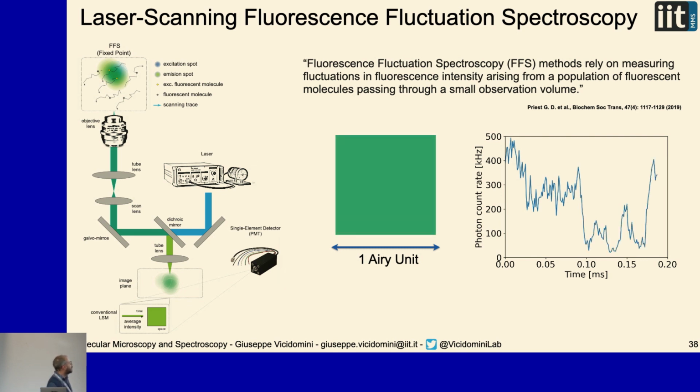But there is a technique called fluorescence fluctuation spectroscopy, which is based on a laser scanning microscope, obviously, and allows you to access dynamics that are faster than any other microscopy technique. The basic idea is that I park my beam at a position in my sample, and the molecules passing through this probing region generate intensity fluctuations. Obviously this fluctuation will be faster if the molecule diffuses faster. If I analyze such fluctuations, I can understand, for example, the diffusion coefficient of my molecule.